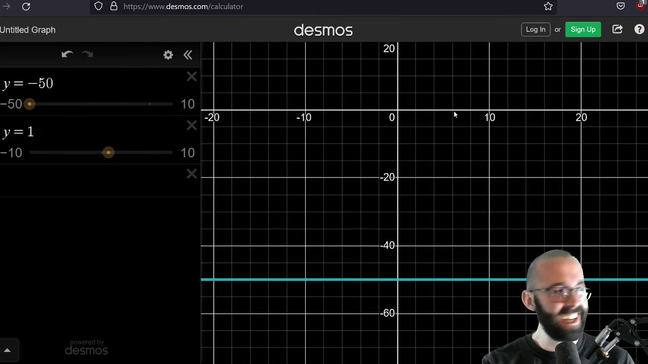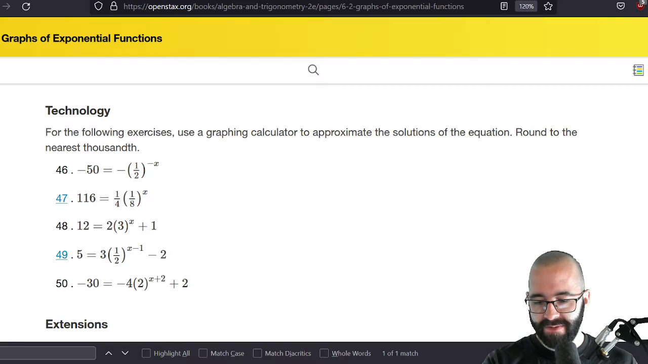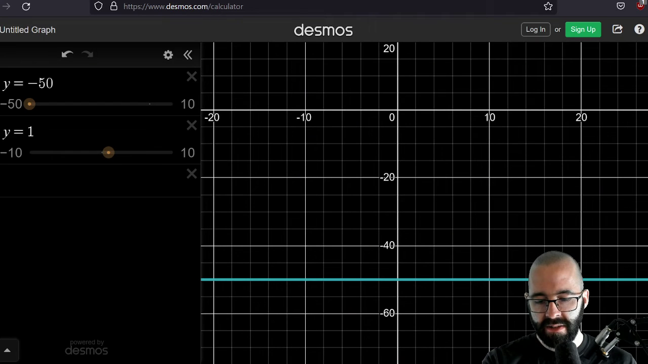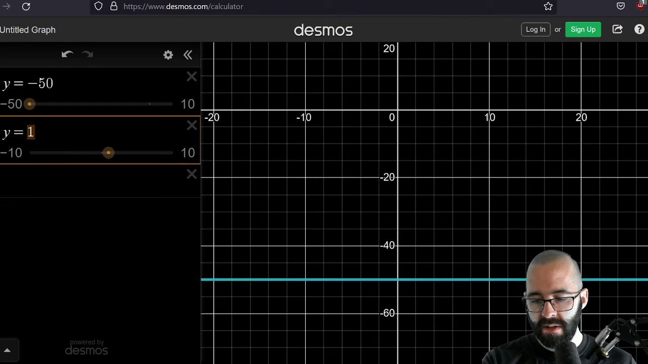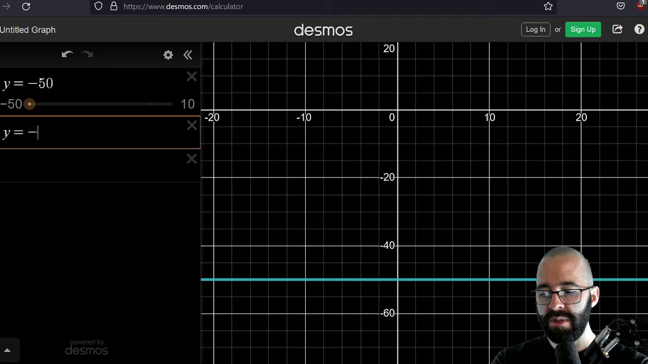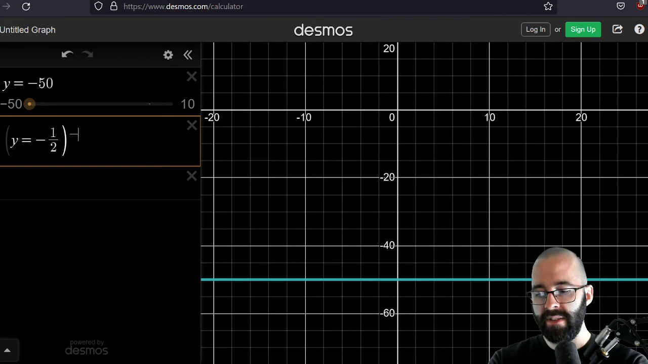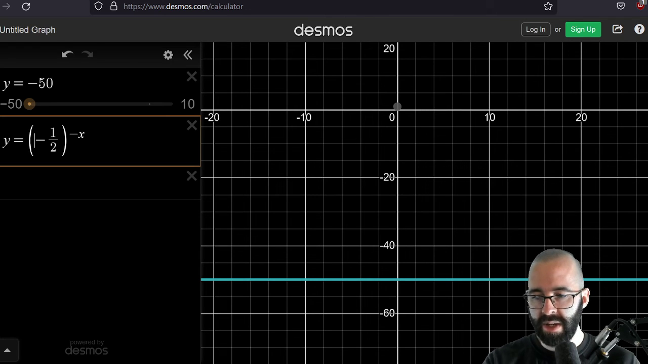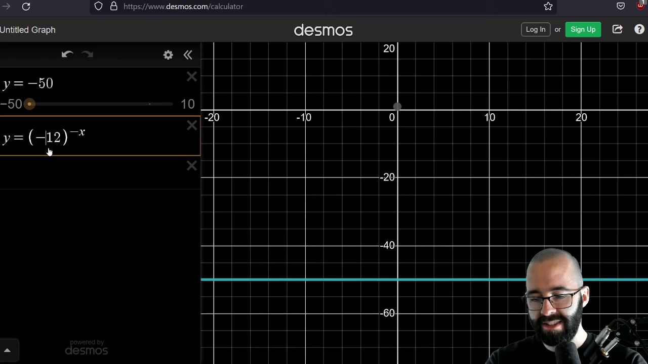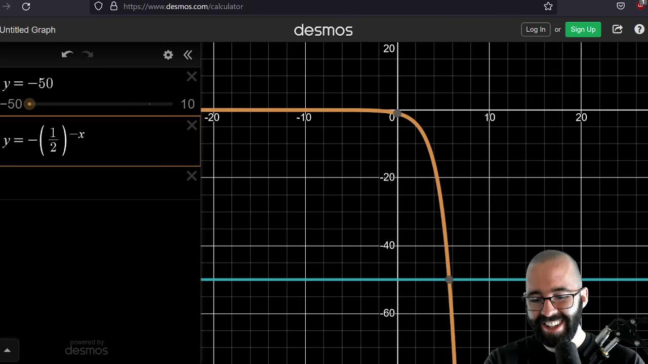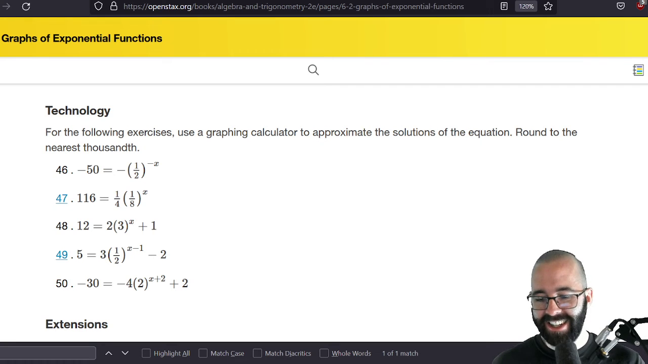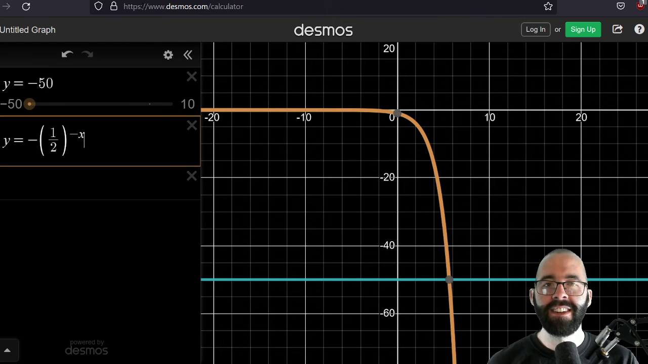Woo, it's one of those days. And what's the other side of the equation? When is -50 equal to -1/2 to the negative x? Oops, I lost some parentheses here. Wait, did I type this in wrong? The negative is on the outside, isn't it? I really screwed this up. When is that equal to -1/2 to the negative x?